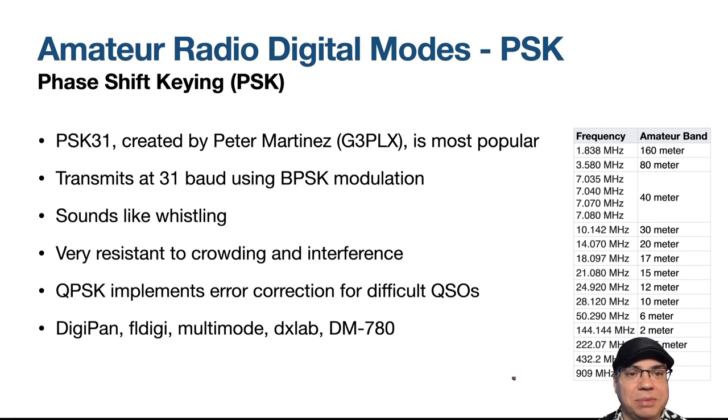PSK31 was developed to be about as fast as someone typing 51 words per minute. I type 100 words per minute, but I've been typing a long time. So there are other modes, PSK63 and PSK125, that transmit faster, so they would be able to accommodate me. And really, PSK31 was kind of built as an improvement to the slow BPSK, which was created by Sierra Papa 9 Victor Radio Charlie. So this is a really neat mode.